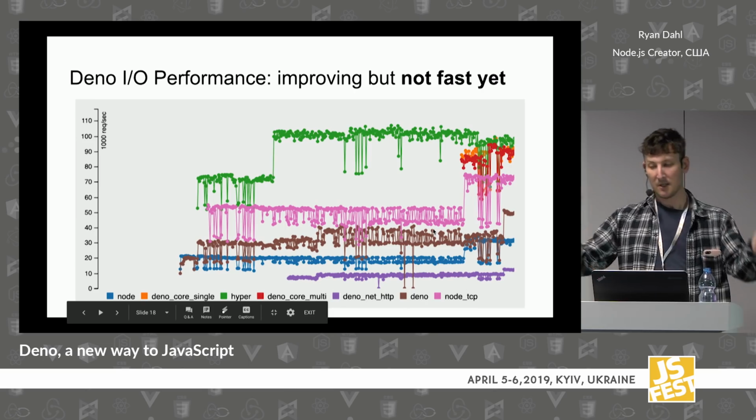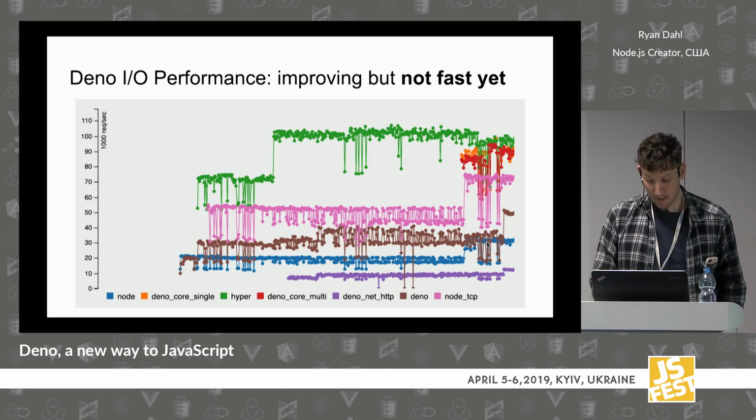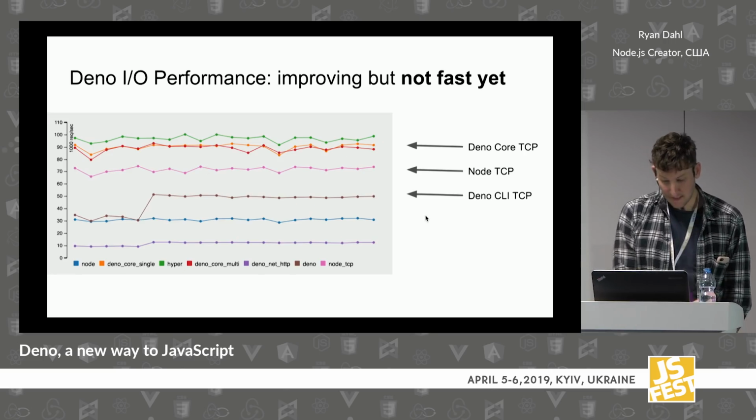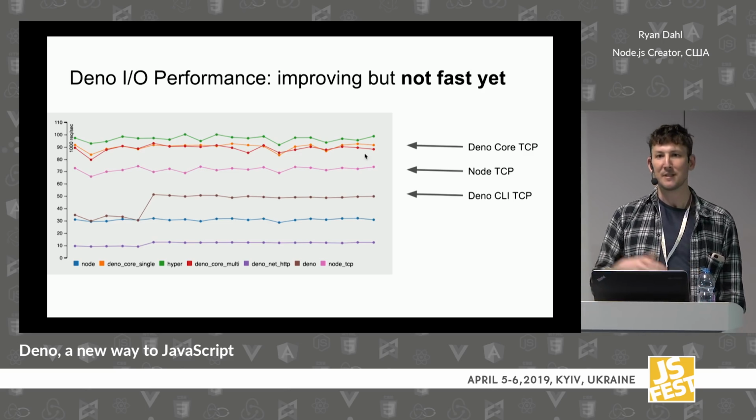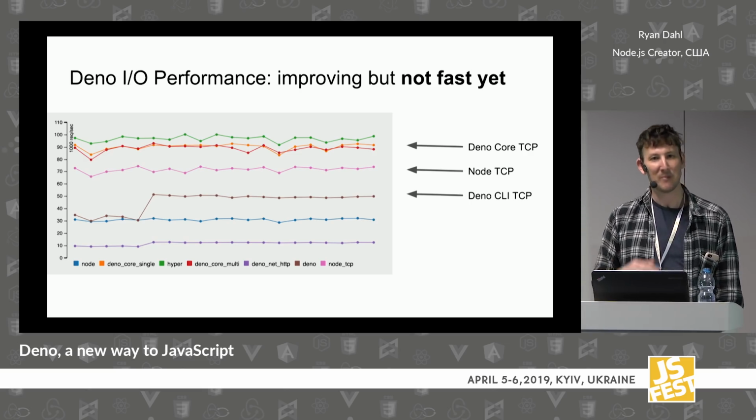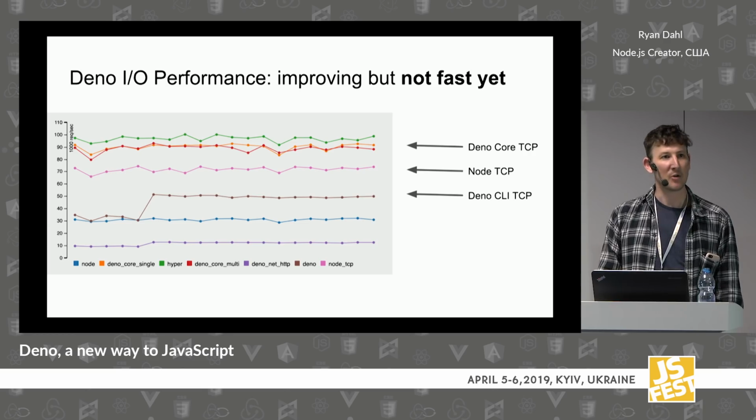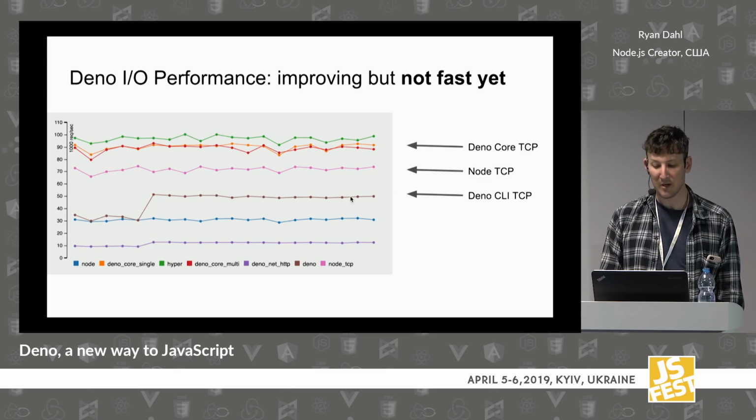And actually, let me zoom into the side here. So the thing that we're working on right now, and part of the reason I came here to this conference, is to try to entice some of you who may be interested in these performance problems and coding in Rust to have a look at this, because I think these are fun problems to solve. So Deno's TCP server is this brown line here, and Node's is here, this pink line. So Node is a bit faster, right?